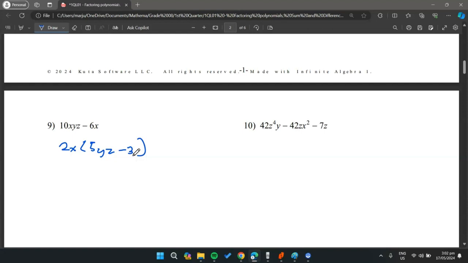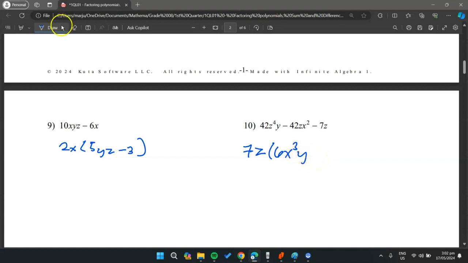Number 10. We have z, z, z. So we have a common variable z. And then 42, 42, 7. This is divisible by 7. So we have 7z. So we have 6x cubed y.